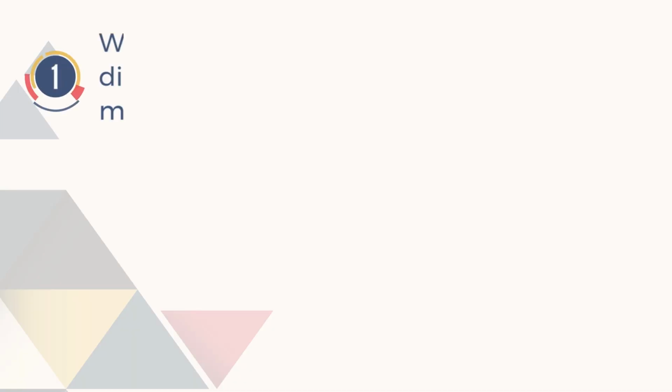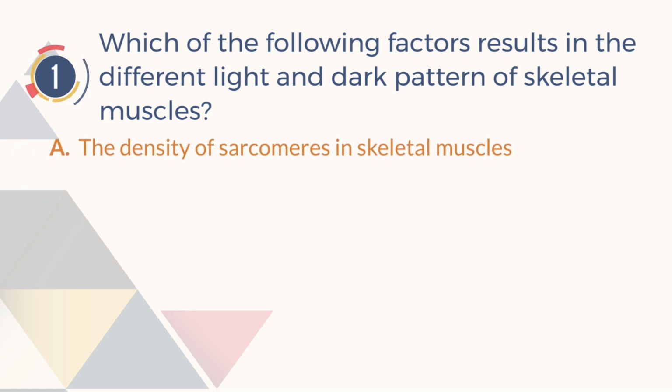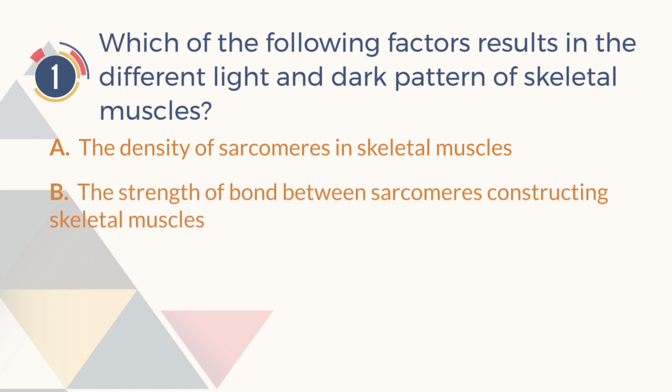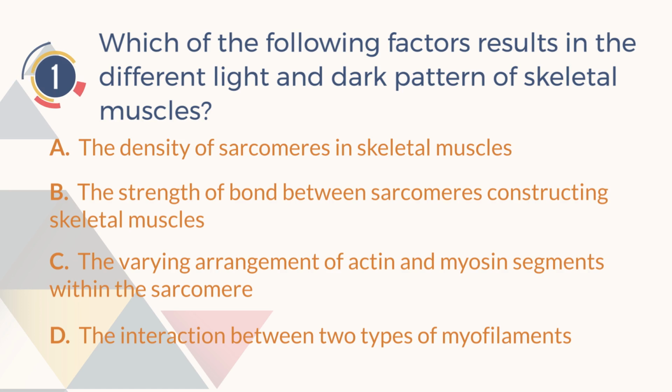Number 1. Which of the following factors results in the different light and dark pattern of skeletal muscles? A. The density of sarcomeres in skeletal muscles. B. The strength of bond between sarcomeres constructing skeletal muscles. C. The varying arrangement of actin and myosin segments within the sarcomere. D. The interaction between two types of myofilaments.